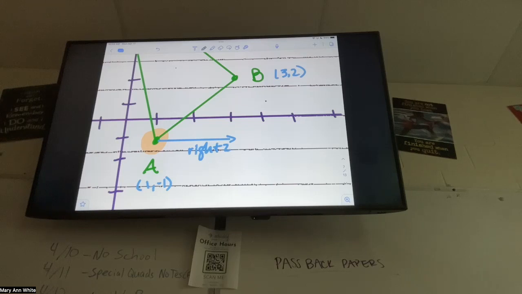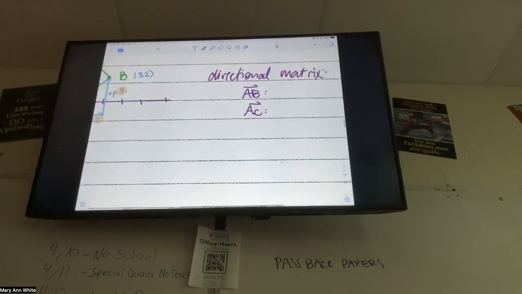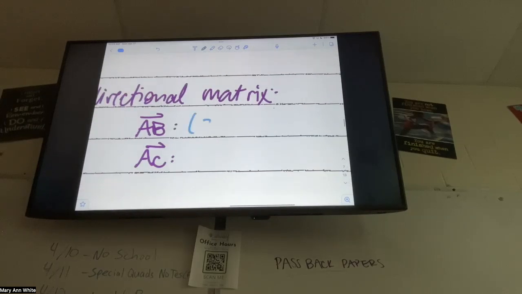Now, how far up am I going to go from point A to point B? How many units am I going up? 3. I went from -1 up to 2, so I'm going up 3 units. So my vector for this is going to be 2, 3. I'm going to do my X, my Y. It's just how we go from A to B. We're going to do the same thing with C, A to C.